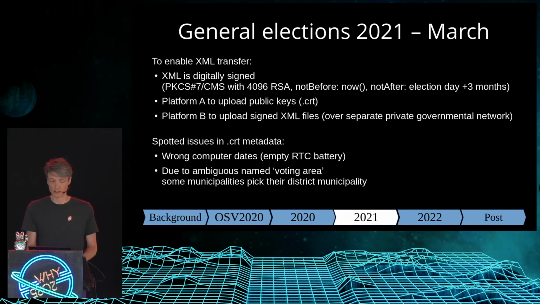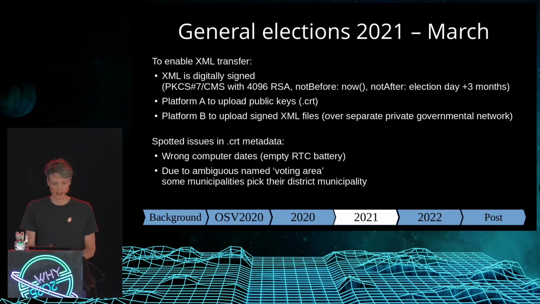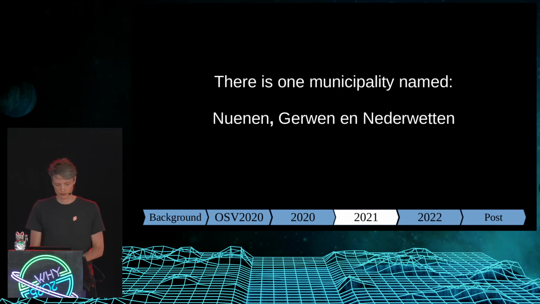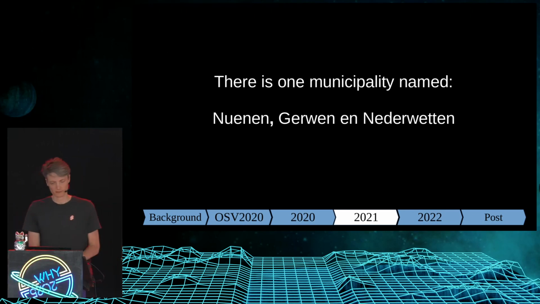And I also found out that some of the municipalities had entered the wrong municipality name. Why was that? Well, the supplier called it "voting area". And then some municipalities thought, oh, I'm in this voting area of this upper super body, and they picked that. One of these municipalities who did that was Nunegerwe and Nederwetten. And I don't know if you spot something in this name, but this is the only municipality in the Netherlands with a comma in it.